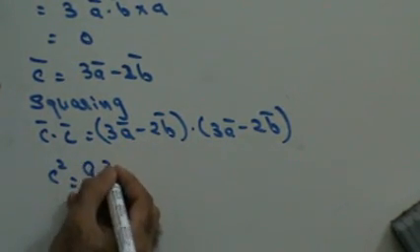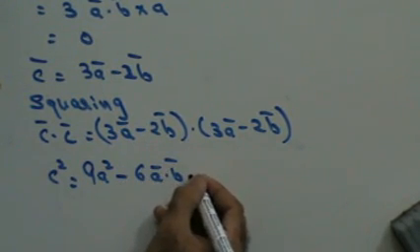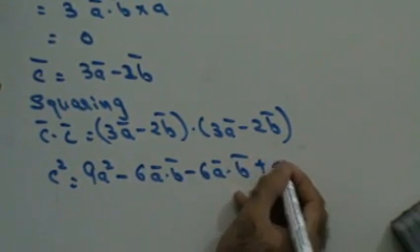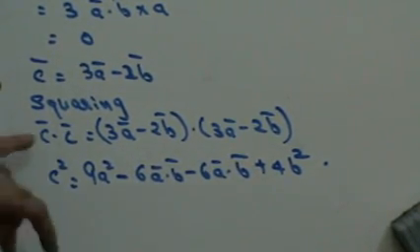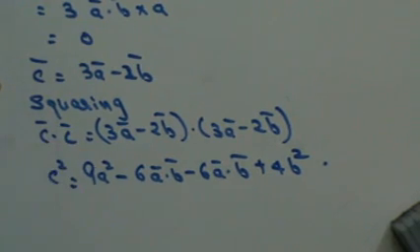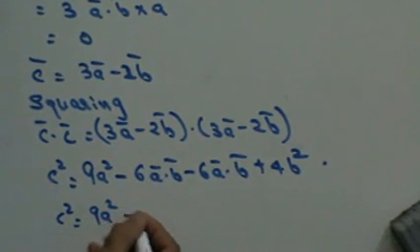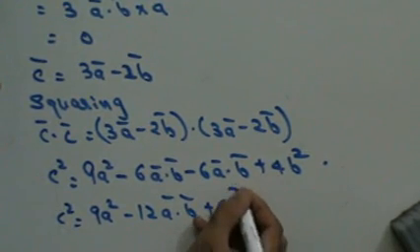This is 9a square minus 6 a vector dot b vector minus 6 a vector dot b vector plus 4b square. So that c vector and c vector, the cross product of two identical vectors, will be 0. This is dot product, right? So this is going to be c square is equal to 9a square minus 12 a vector dot b vector plus 4b square.